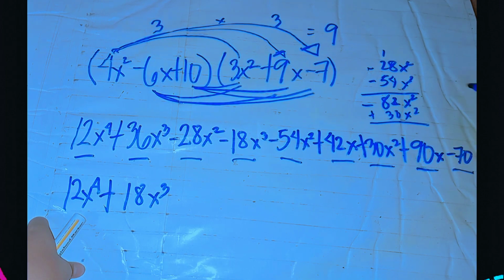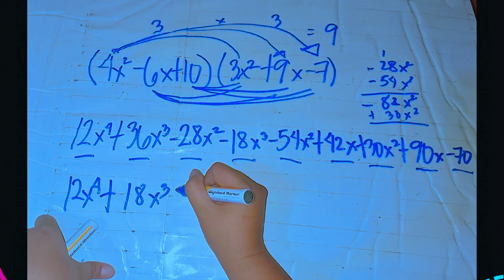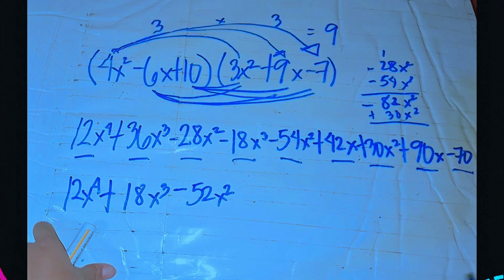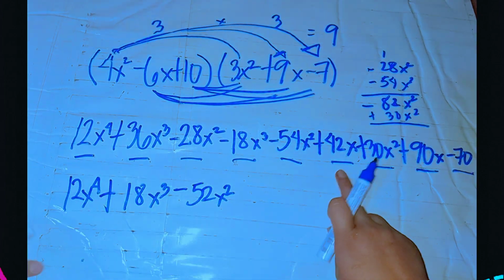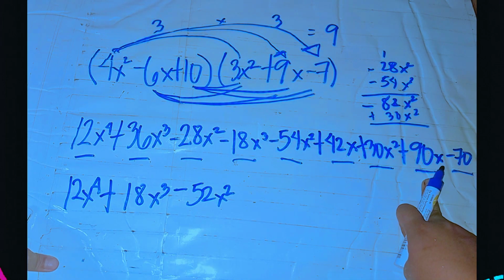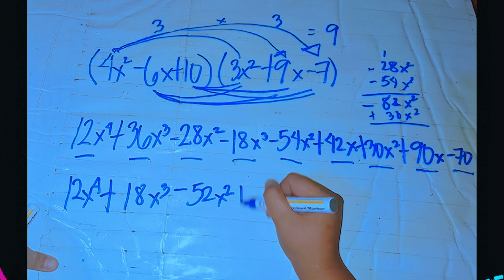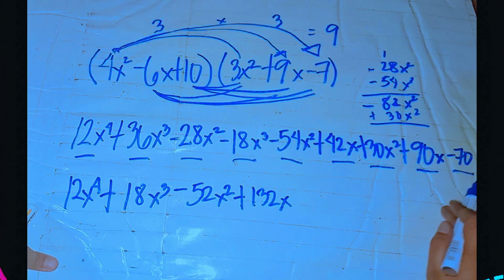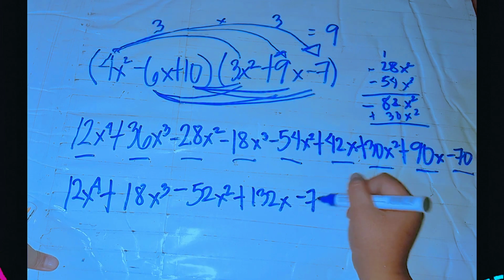So we'll have negative 52x squared. Then we'll have 42x plus 90x is equal to positive 132x. Then the constant term, negative 70.